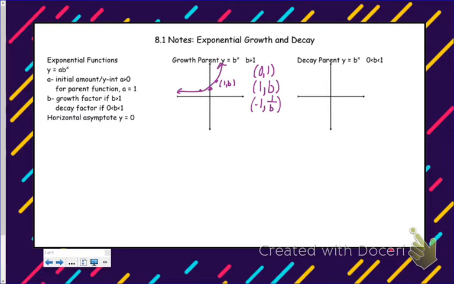So our decay function, again, similar points. It's still going to go through (0, 1). It's still going to go through (1, the base). And it's still going to go through (-1, the reciprocal of the base). But because my base is less than 1, my base is going to be smaller than my y-intercept. And the reciprocal, because it would be flipped, will be larger than the y-intercept. So your graph is going to go in the opposite direction and show decay. Both of these graphs have a horizontal asymptote at y equals 0, because even though this is going to shrink and grow, it's not actually going to get to 0, because it's not going to completely disappear.